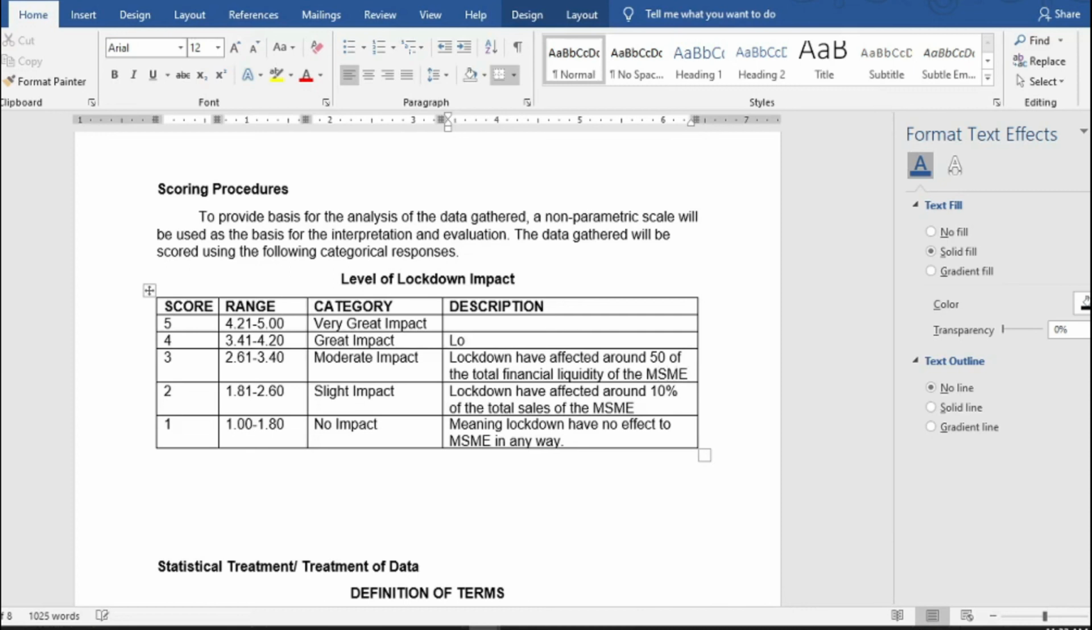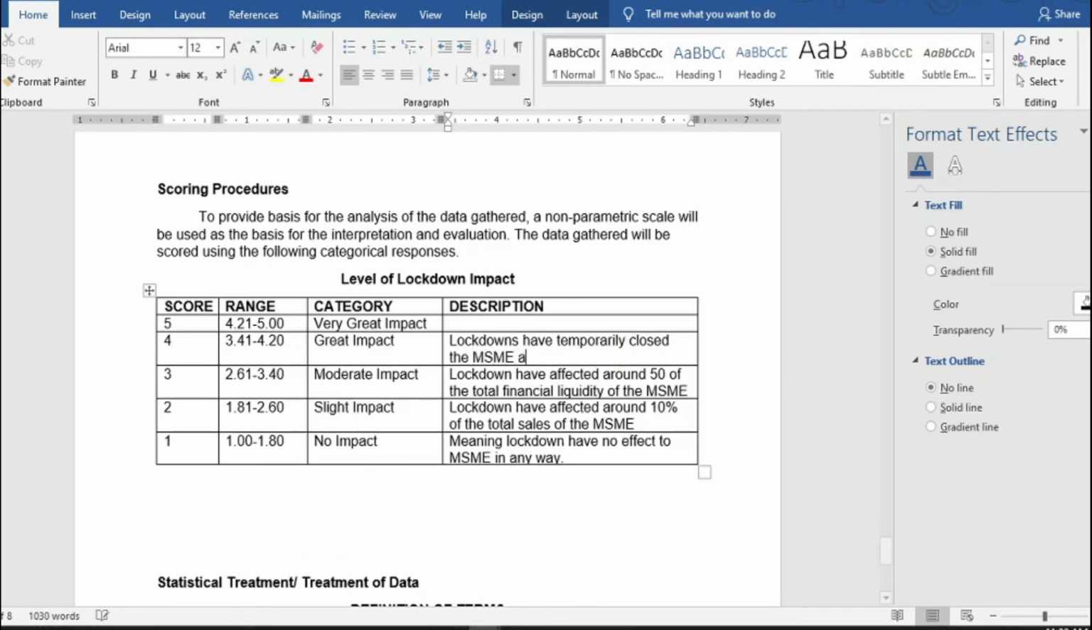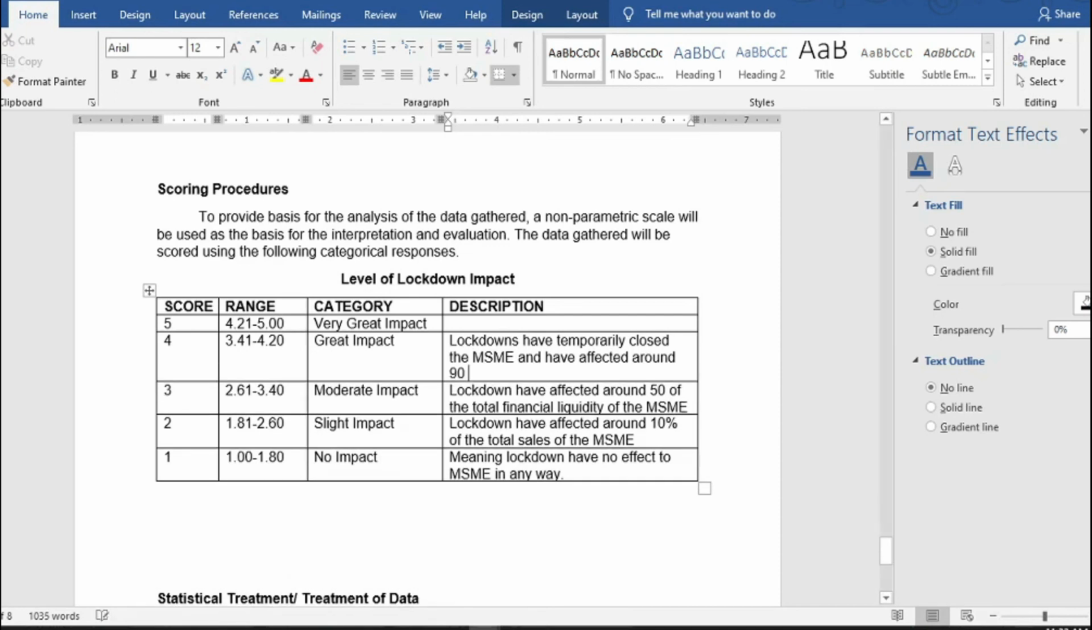Then, the lockdowns have temporarily closed the MSME and have affected around 90% of the total sales. And finally, the lockdowns caused the MSME to go bankrupt.